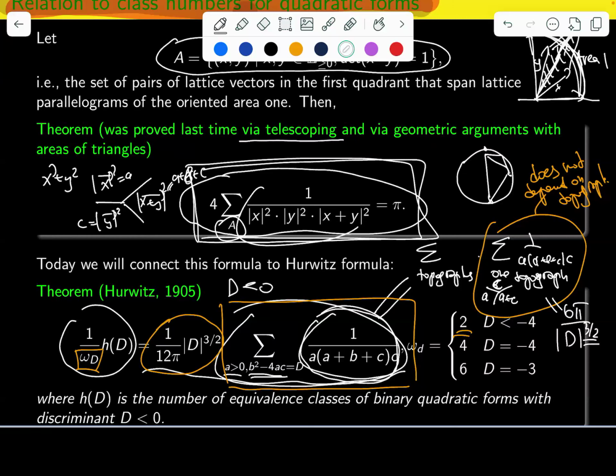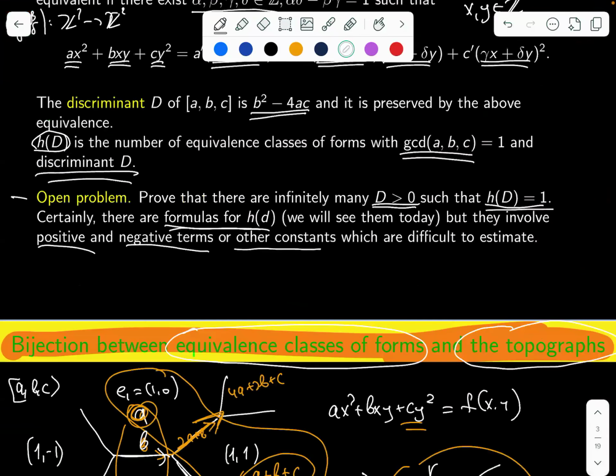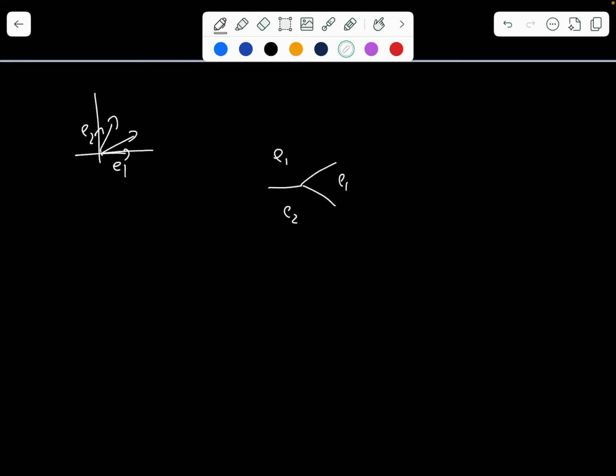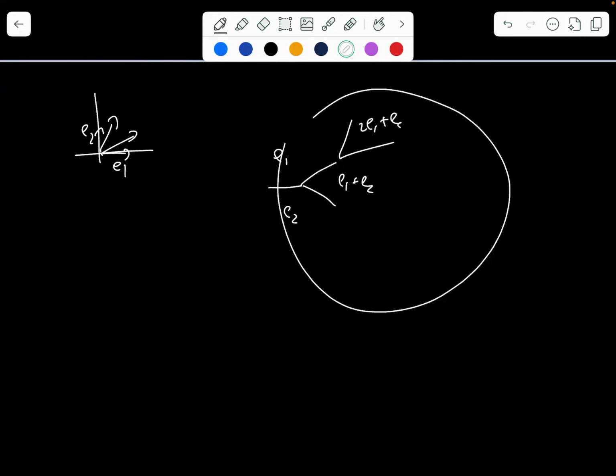And also, now I can explain what happens. Because what happens when you sum over all the topograph? Let me just open the empty page. So you remember that our formula is for all the pairs of vectors in the first quadrant. So you start with E1 and E2 and you generate everything. So it means that you start here with topograph here E1, E2, E1 plus E2, 2E1 plus E2, and so on. So just to take the right part of the whole topograph.